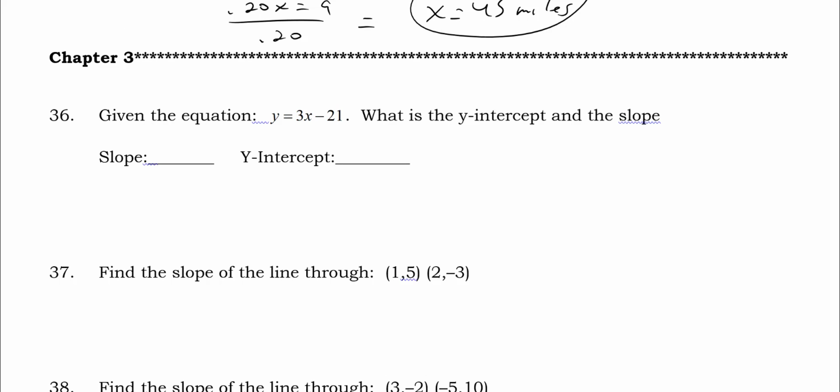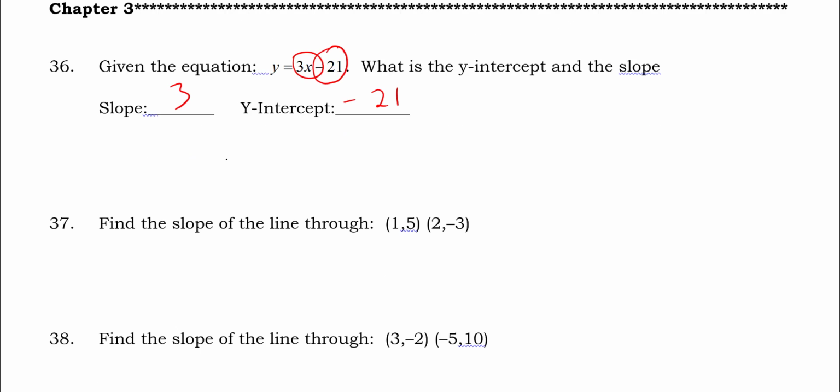All right, chapter 3, it's graphing lines, right? So here we go. Given the equation y equals 3x minus 21, what is the y-intercept and the slope? Again, it's super easy. You guys better get this, okay? This is your y-intercept, and that's your slope, the one in front of the x, so it's 3. Super easy.